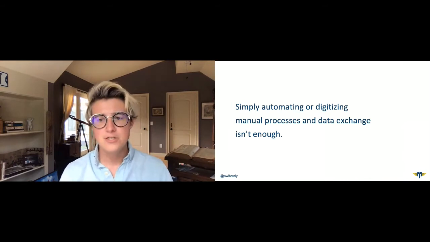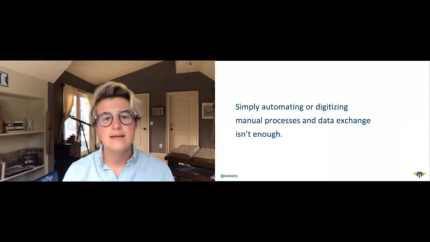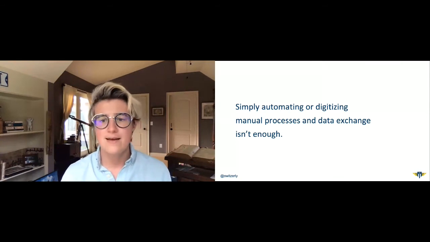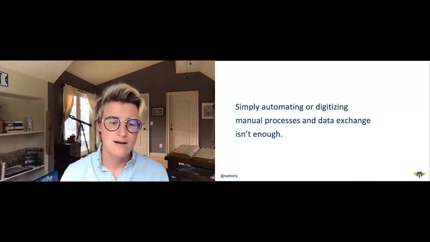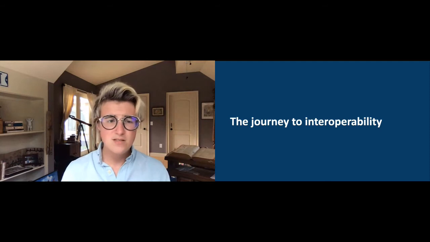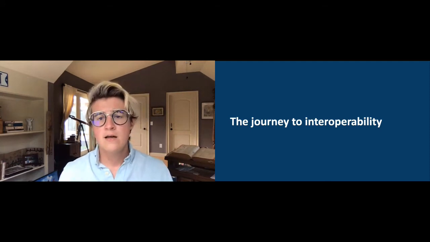Because the prevailing notion of healthcare interoperability focuses on making data exchange electronic. And data exchange and true interoperability and the power of transformation that we can talk about is just so much more than that. I'm at API Days, and I assume I'm preaching to the choir about why this isn't enough. But we're gonna get into this. So we're gonna back up a little bit first, talk about the journey to interoperability, how we got here.